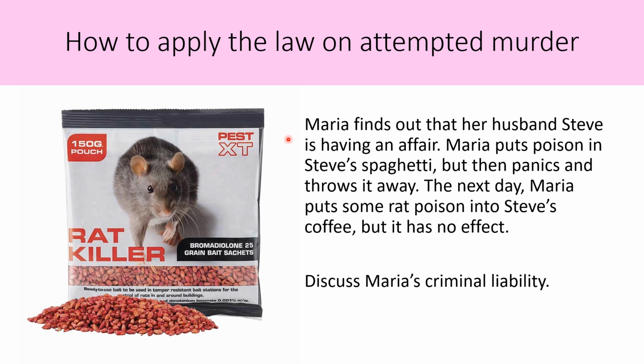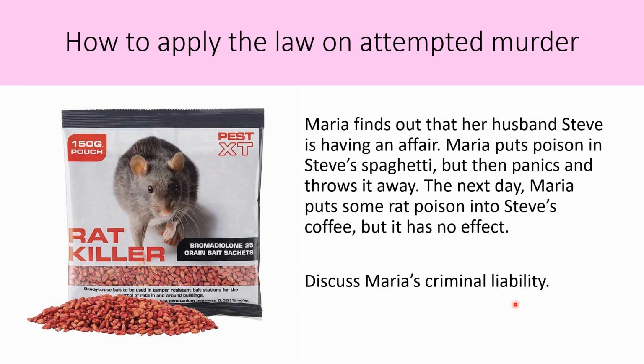So the scenario that we've got to think about today involves a character called Maria, and Maria finds out that her husband Steve is having an affair. Maria puts poison in Steve's spaghetti, but then panics and throws it away. The next day, Maria puts some rat poison into Steve's coffee, but it has no effect.